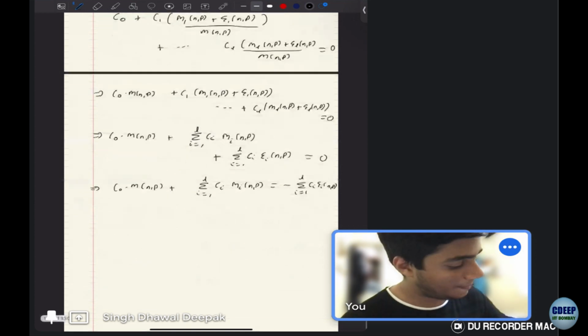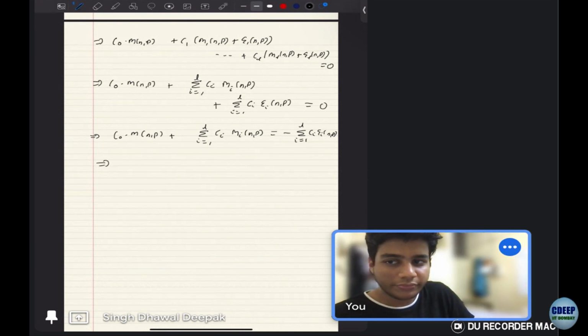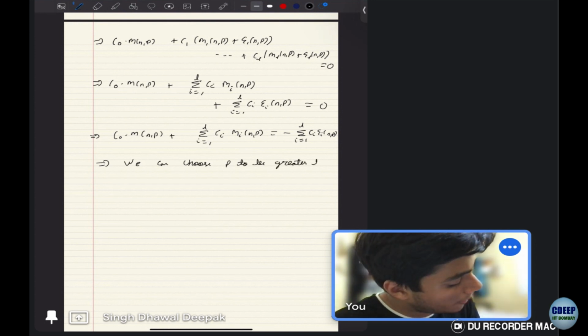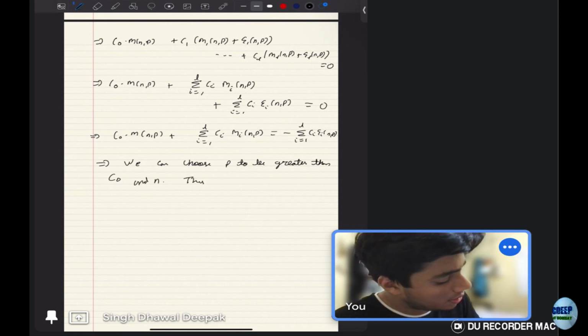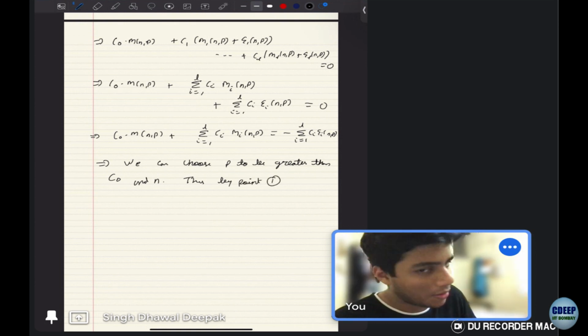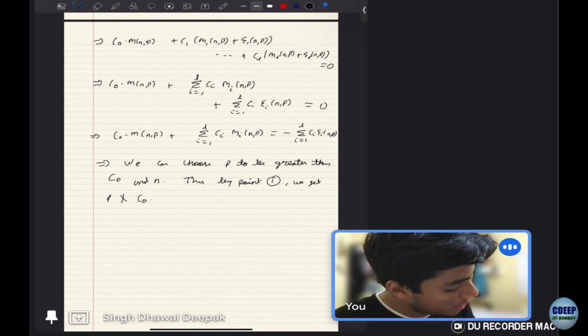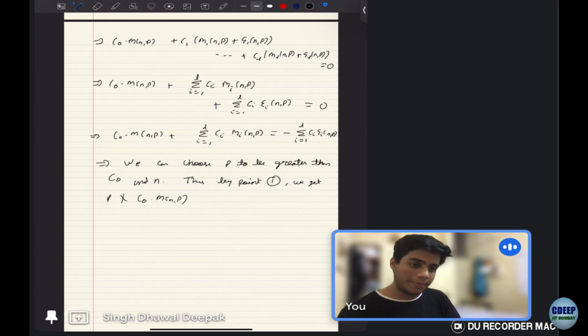So, paying close attention to this equation, we can see that we can choose p to be greater than c0 and n. Thus, by point 1, p does not divide c0 times mnp. Since p is greater than c0, of course, as we have already stated, that p cannot divide c0, and for p greater than n, it can also not divide mnp.